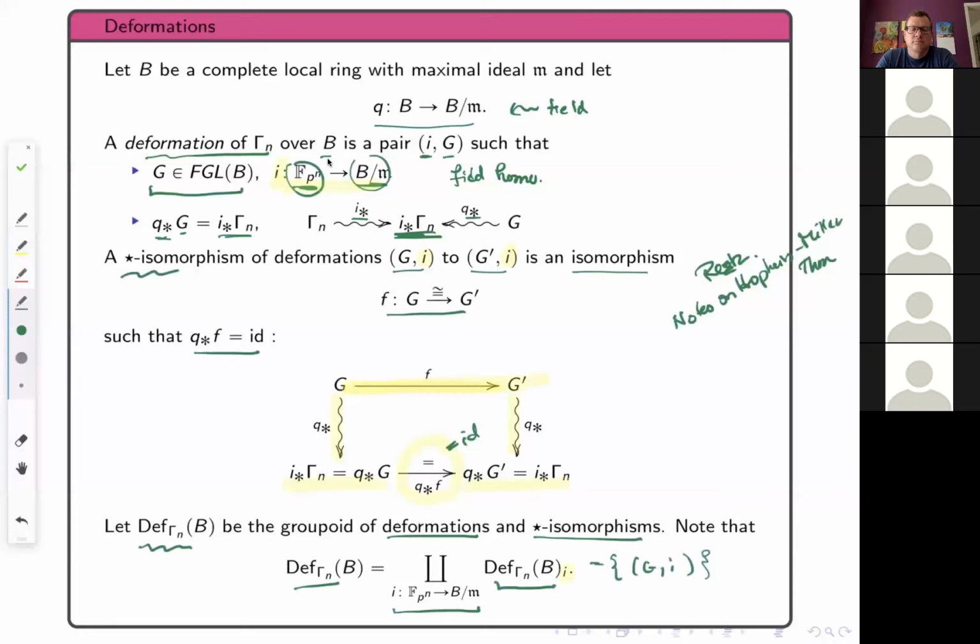All right, so that's the deformations. Okay, so roughly, how do you think of them? You've got some ring, and you've got your formal group law of height n, and you want a formal group law over the bigger ring, so that when you mod out by the maximal ideal, you get gamma n. Okay, so that's the essence of the slide. Okay, so it's a lift.